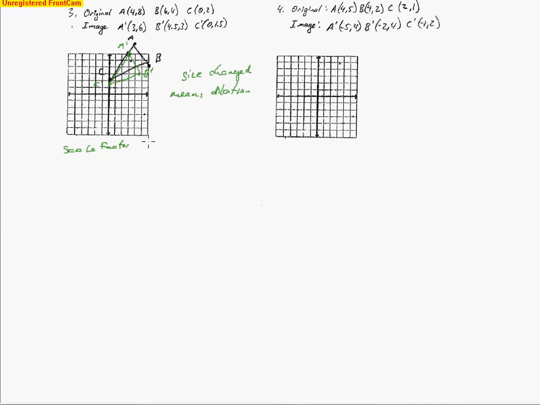So scale factor is always going to end up being the new over the original. Notice that my figure went from a big figure to a smaller figure, so I should have a fraction as my scale factor. My new image is 3, my old image was 4. So 3 to 4, and it should work with all the points.